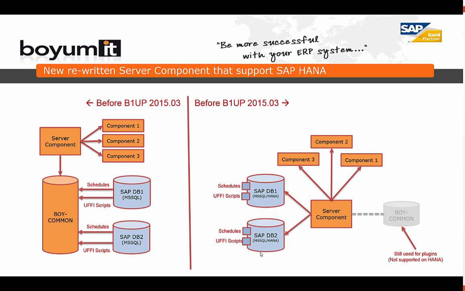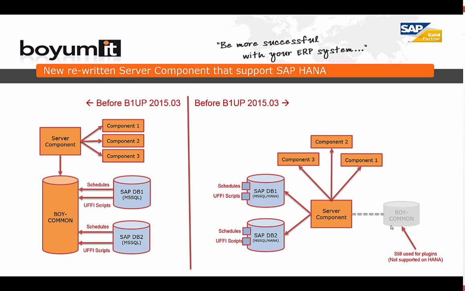That gives the advantage of when you back up the database, you actually get the entire thing, not just the database, and then you had to take the BOY Common as well. And the server component will then ask every single one of the databases in order to run the different components, which can be exchange rates, B1 printer delivery, and such things.